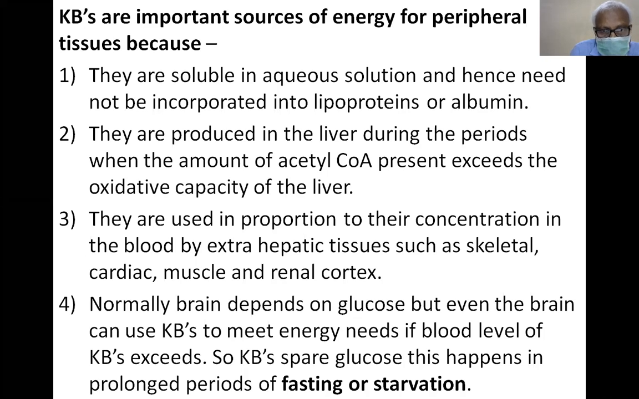They are used in proportion to their concentration in the blood by extrahepatic tissues like skeletal muscle, cardiac muscle, and renal cortex. Normally, the brain depends on glucose, you know pretty well. But even the brain can use ketone bodies to meet its energy needs if blood levels of ketone bodies exceed. So ketone bodies spare glucose, and this happens in prolonged periods of fasting or starvation.